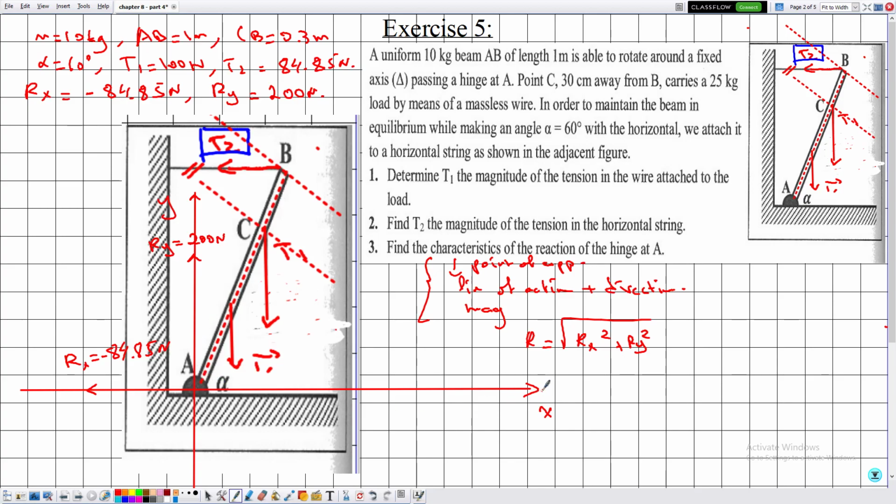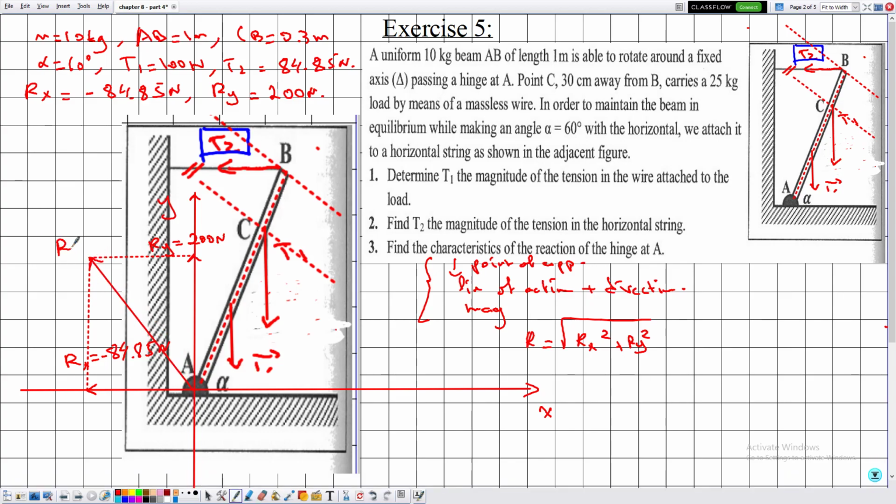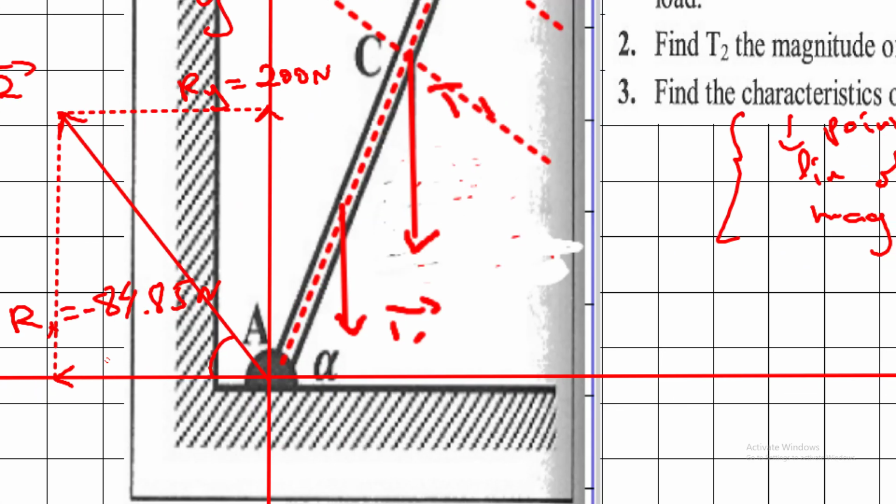Then how can we construct R? So simply we can connect these two like this. Then this will be the reaction R. It has a line of action and a direction. The line of action is oblique, the direction is upward to the left. Now we can determine this angle. So what is the value of this angle?